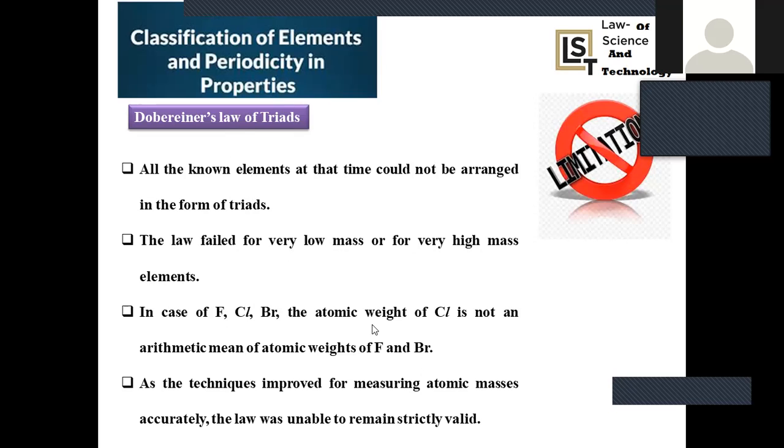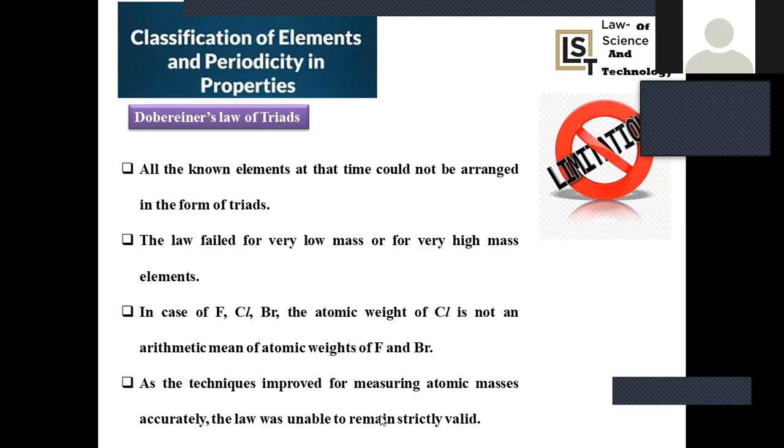In the case of fluorine, chlorine, bromine, the atomic weight of chlorine is not exactly the arithmetic mean of the other two, but all these are placed in the same group in the modern periodic table. Fluorine, chlorine, bromine all belong to the same group, but in accordance with Dobereiner, if you take the mean of fluorine and bromine, you can't get the exact mean for the central chlorine. So this is not applicable for this kind of triad system. Being placed in the same group, you can't explain them based on this triad system.